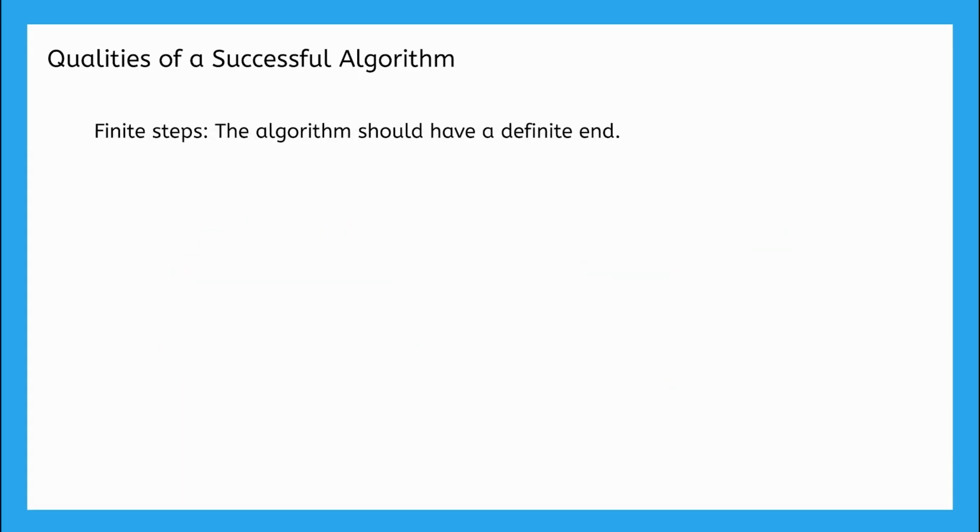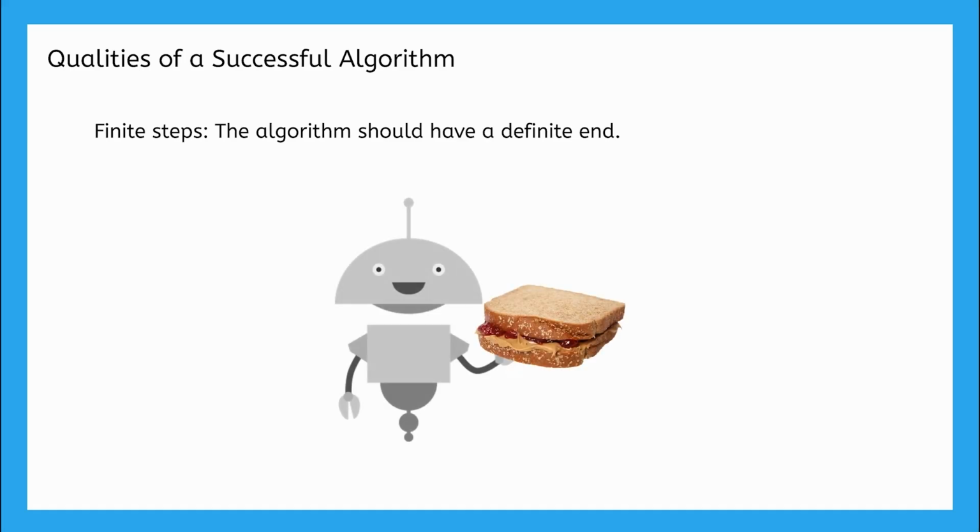The algorithm must have a finite number of steps, meaning that it has an end. If all we said was spread peanut butter, you would just start spreading it all over everything everywhere and never know when to stop. By saying to spread it on one slice of bread, you know exactly when that step is done.